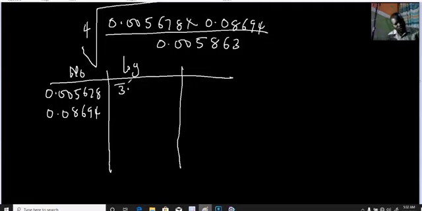Because you have 3 zeros there, if you are using a 4-figure table, you will press 56 under 7 difference 8. There you will check 56 under 7 difference 8. But if it is a calculator you are making use of, you simply press 56, log 5678. Whatever you see there, you write the number after the point down.